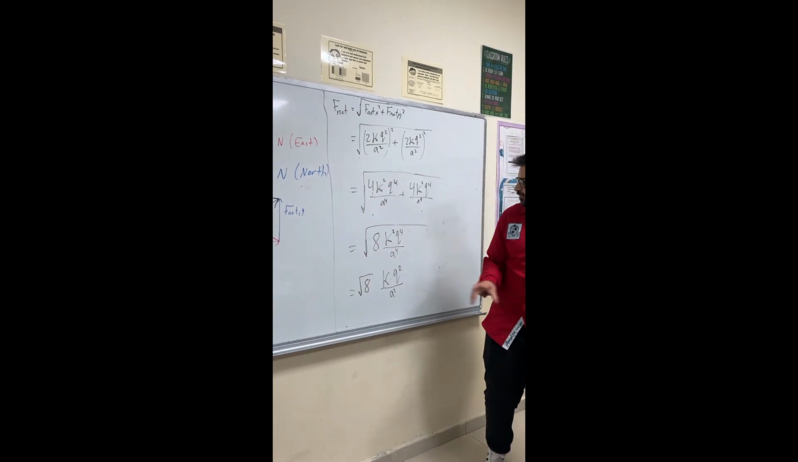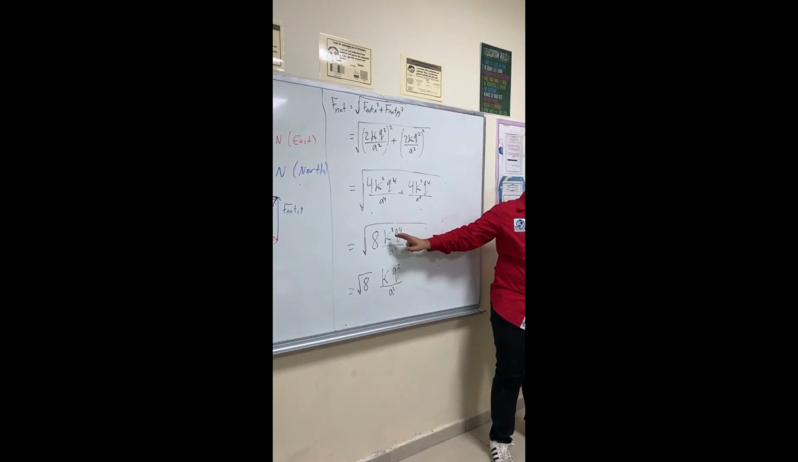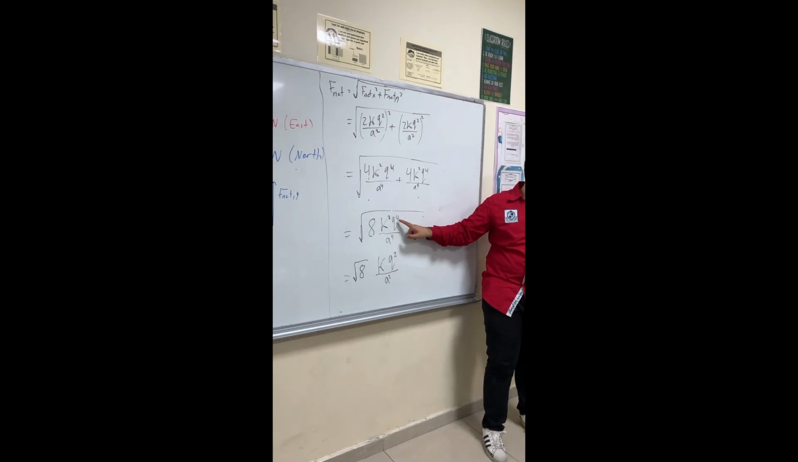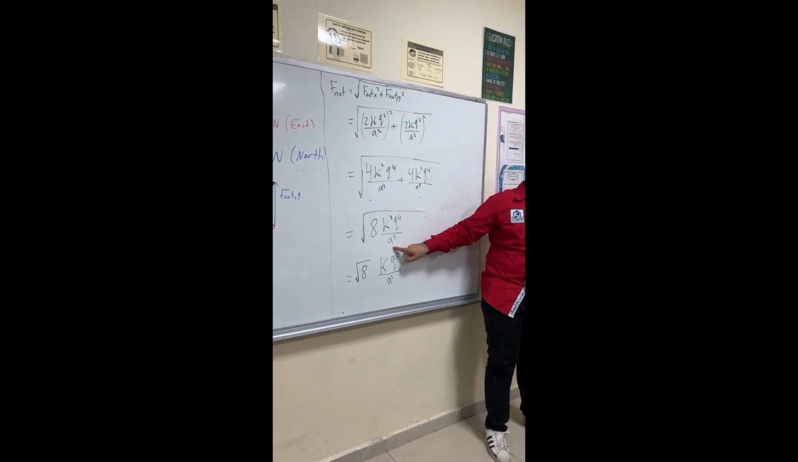Then, what's radical k squared? K. What's radical q power 4? Q squared. What's radical a power 4?